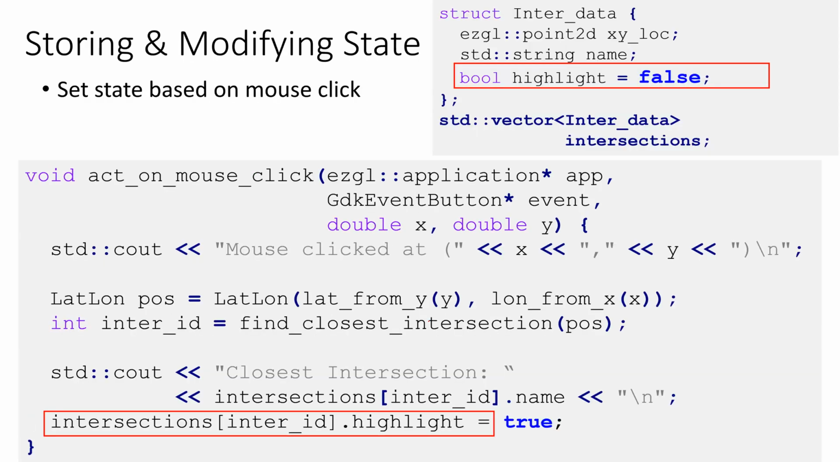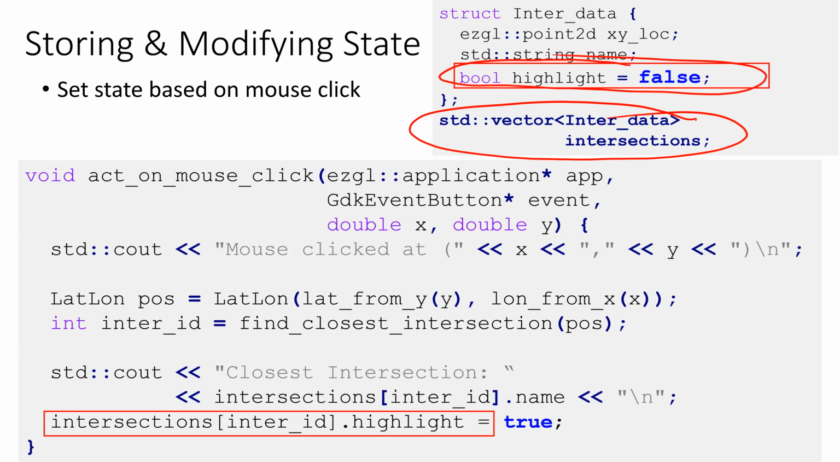Okay, so we already found the closest intersection. What we need to do is we have this intersection data already. So we have this vector where we have a bit of data for every single intersection. We're going to add a new variable inside that structure: highlight. It'll be a Boolean, and we'll default it to false. So when this vector is first constructed, nothing is highlighted. But in our mouse click routine, after we figure out which intersection you clicked on, we're going to set its highlight flag to true. Does that make sense? So we're not redrawing it, we're setting the highlight flag to true.